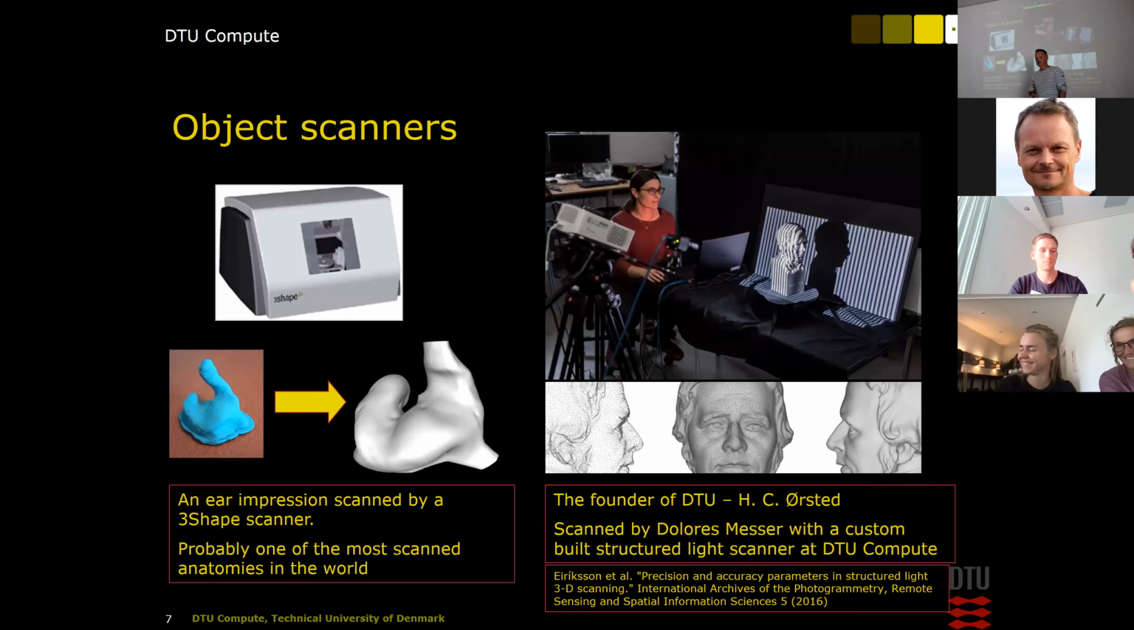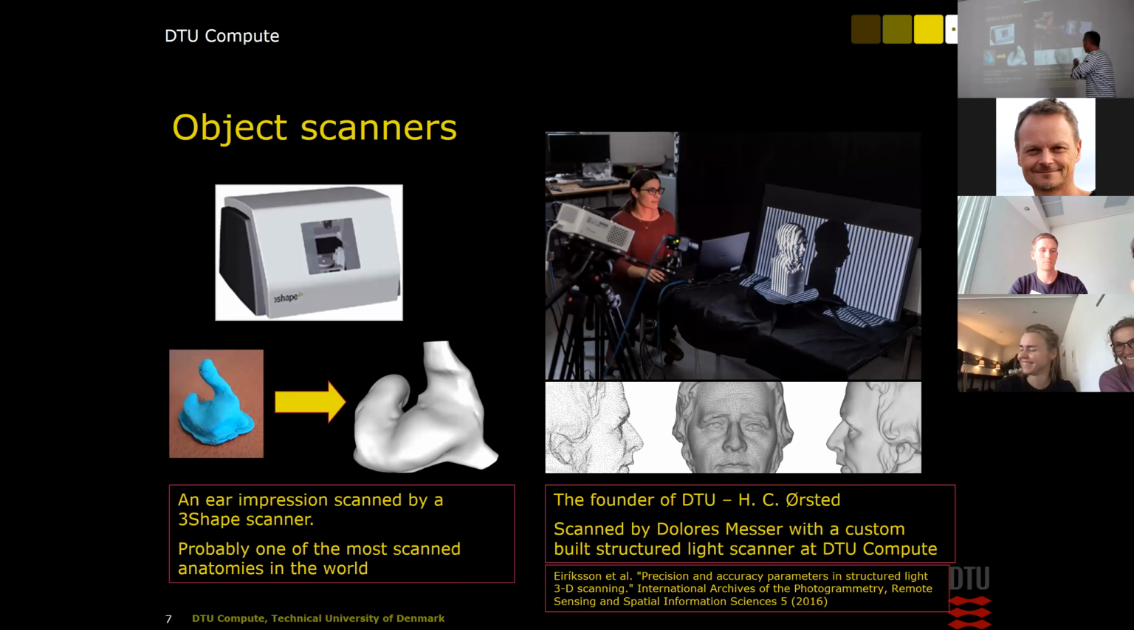We could also have small object scanners here to the left. You can see one from the hearing aid industry, where they take ear impressions and make an accurate replica of the geometry of the ear. Probably one of the most scanned geometries in the world, but it's just not published very much because it happens inside the hearing aid industry.